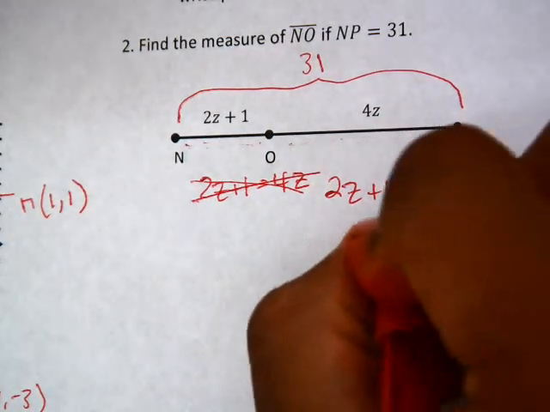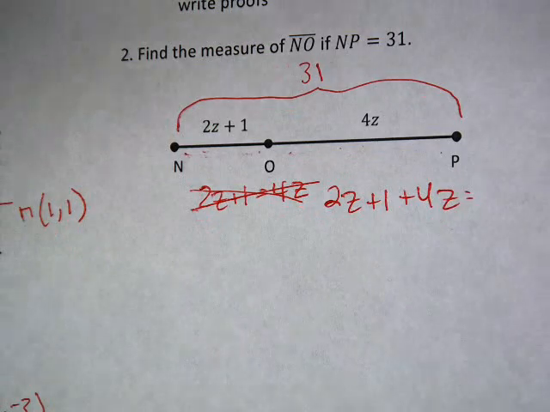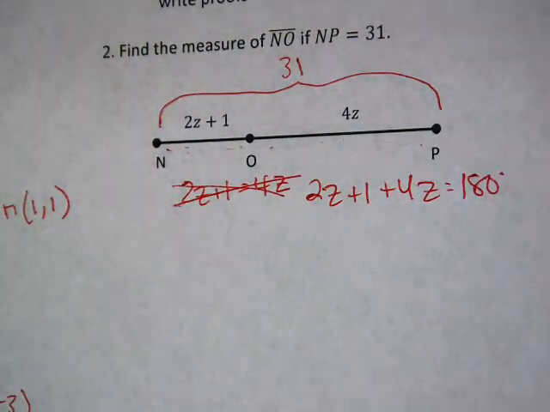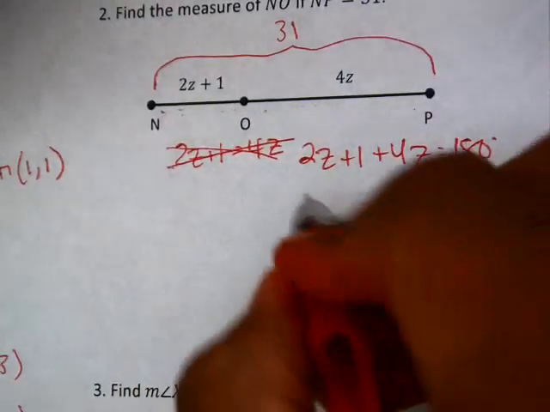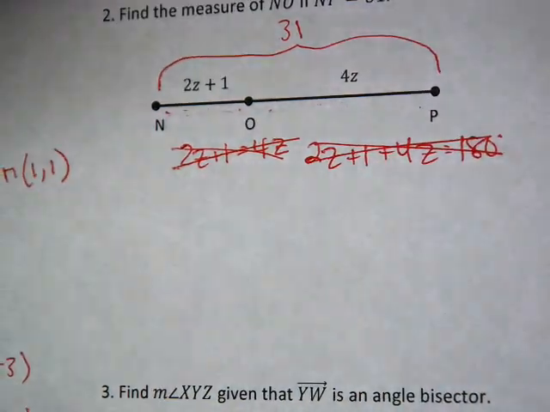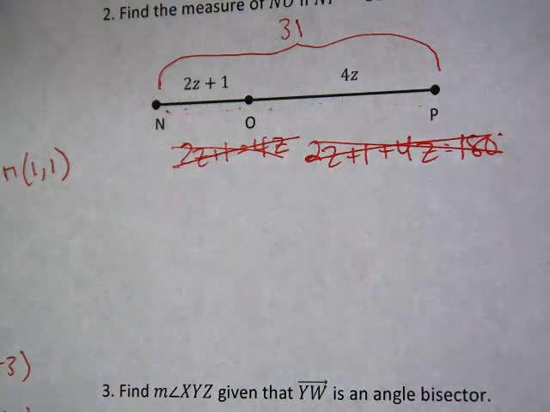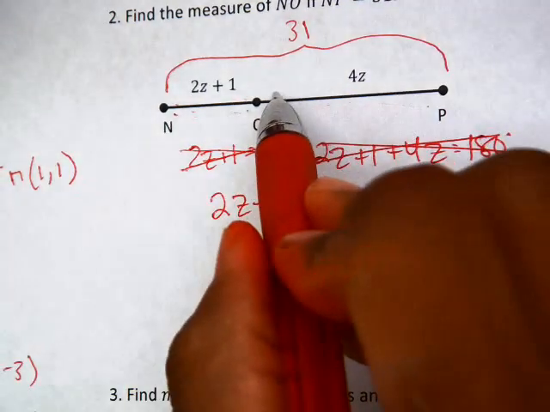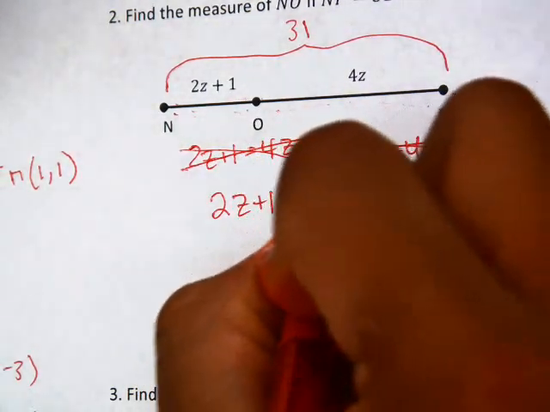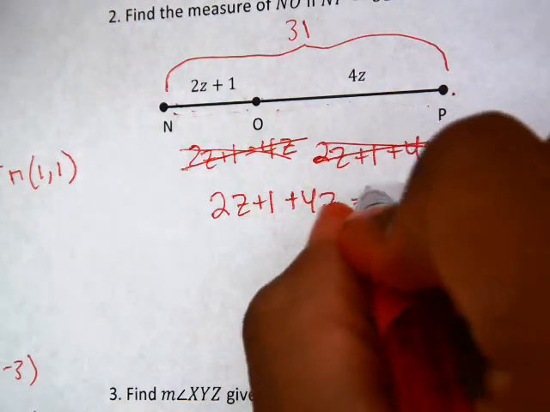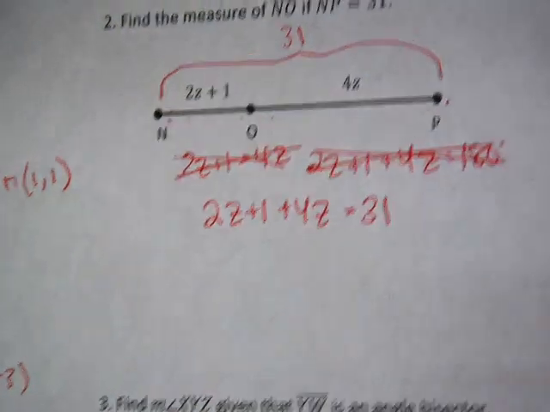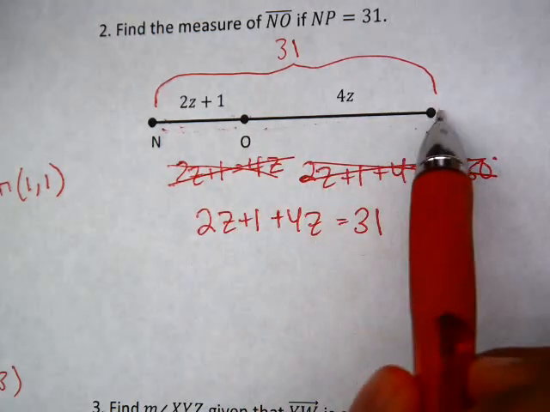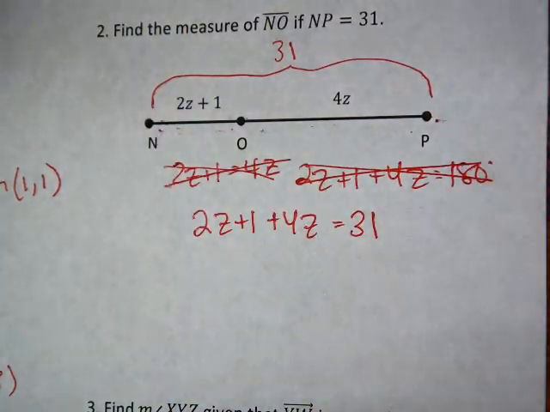2z plus 1 plus 4z, and they know a straight angle makes 180 degrees. But are we really working with angles here? We're working with segments. Segments don't add up to 180 degrees, only angles do. So we shouldn't set it up that way. What we do set up is 2z plus 1, this part, plus that part, 4z, should equal the whole length of 31. We're using the segment addition postulate, where you can add this small piece of the segment plus this piece of the segment should equal the whole length of the segment.